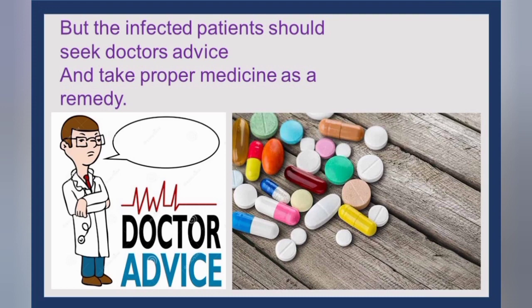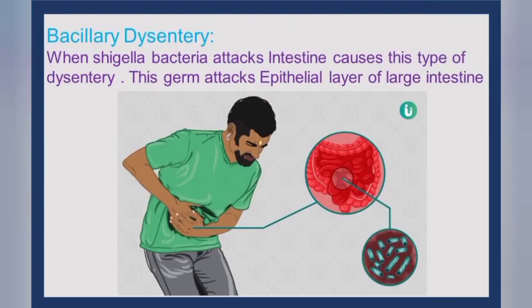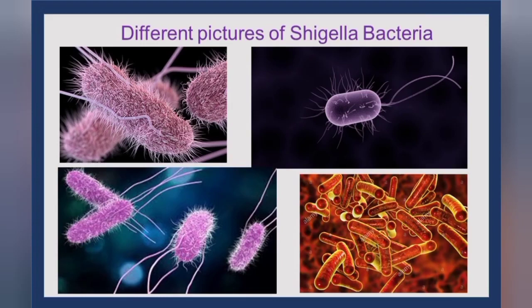Now we will go for bacillary dysentery. What is bacillary dysentery? When Shigella bacteria attack the intestine, they cause this type of dysentery. This germ attacks the epithelial layer of the large intestine, and then we get infected by it. Here you are watching some pictures of that Shigella bacteria. Look at these different pictures. All are Shigella bacteria, first, second, third and fourth. A group of Shigella bacteria here.